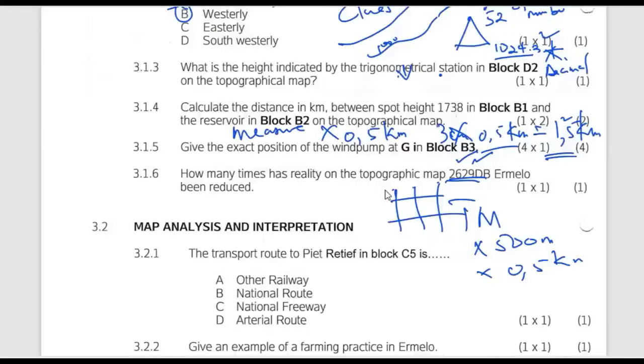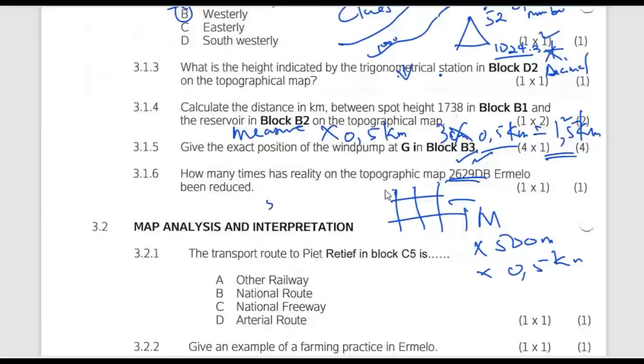How many times has reality been reduced? We are actually looking at the scale. Otherwise, the question is saying, what is the scale of the map? The scale of the map is showing how much reality was reduced. It was reduced to fit on a piece of paper, but by how many times?